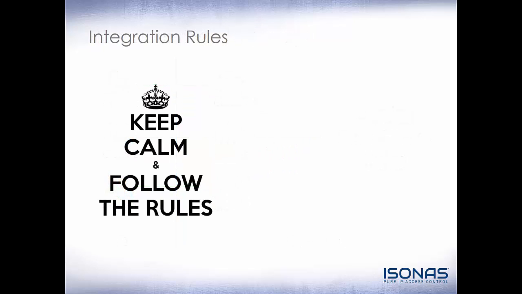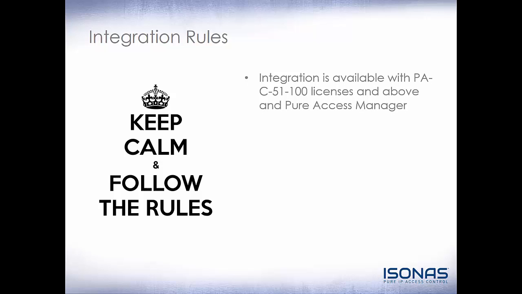So there's a few rules that we're going to need to follow when we're working with this Active Directory integration. This integration is available with Peer Access Cloud 51 to 100 access point licenses and above, plus Peer Access Manager. Active Directory trumps any changes made in Peer Access. If a user is disabled in Peer Access, but not in Active Directory, the next partial sync will enable that user again.